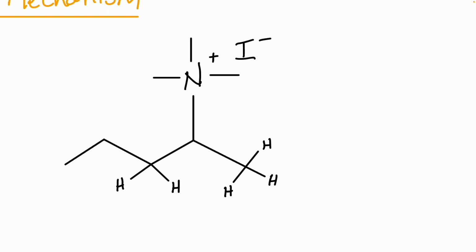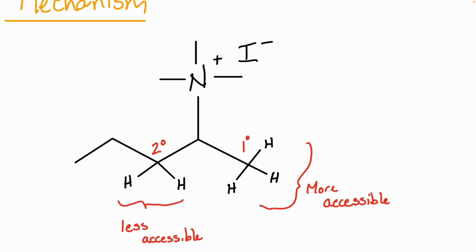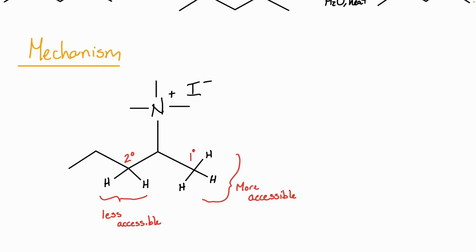So if we look at our neighboring carbons, one of these is a secondary carbon. The other one is a primary carbon. And the primary carbon has those hydrogens that are much more accessible. Those secondary hydrogens are kind of buried and sterically hindered by that big leaving group. Okay, so it turns out that our more accessible hydrogens are the ones that are going to be removed in this reaction.